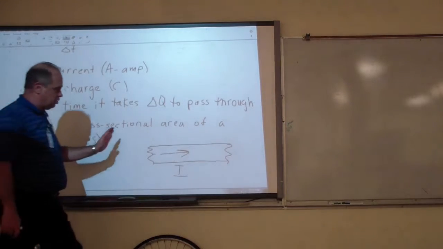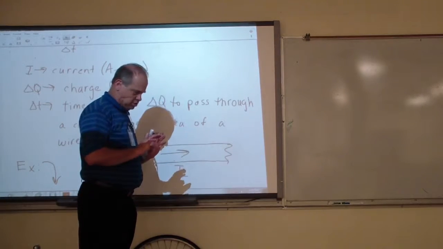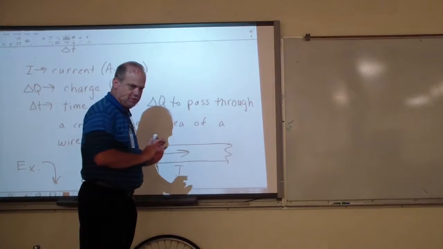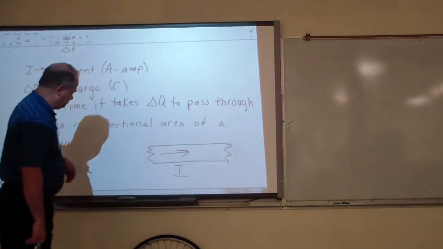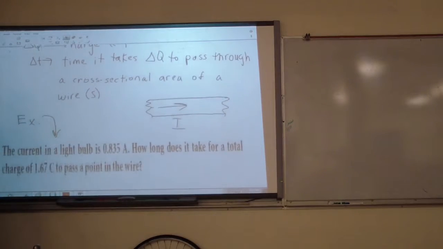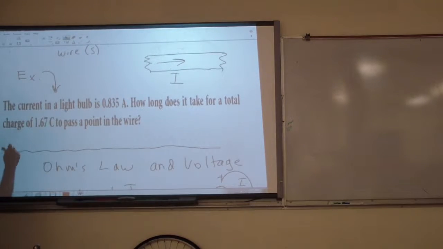Here's a piece of wire with a cross-sectional area. The time it takes for a certain amount of charge, delta Q, to flow through a cross-sectional area, okay? Coulombs per second, amps. You could have an example here, which you should already have written down. The current in a light bulb is 0.835 amps. How long does it take for a total charge of 1.67 coulombs to pass the point in the wire? Very simple to do.